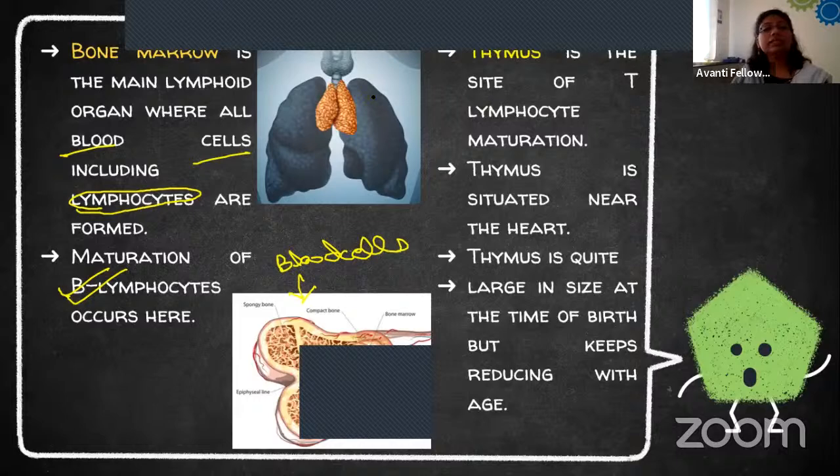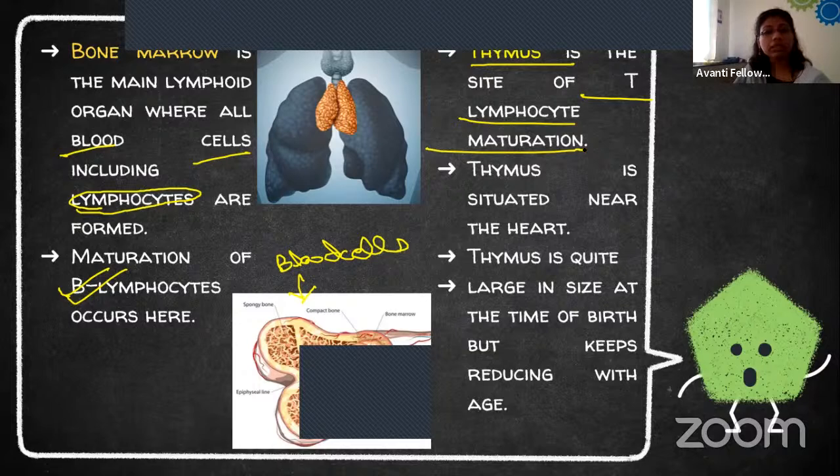Next is our thymus. This thymus is a bilobed structure which is present just above the heart. It is present near the heart in the chest region, and the size of the thymus keeps on decreasing as the age of a person increases. At the time of birth, the size of the thymus is large, but as the person gets older, the size of the thymus keeps on decreasing. This is the site for T cell maturation. The thymus leads to the maturation of T lymphocytes.